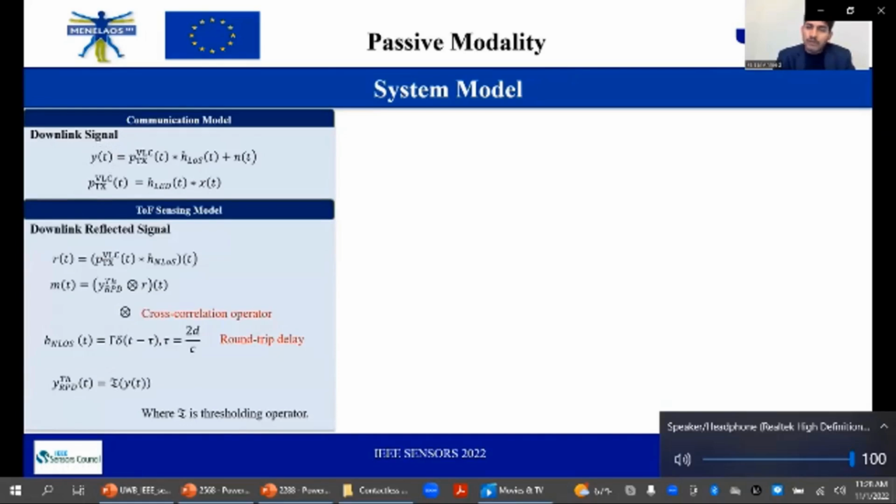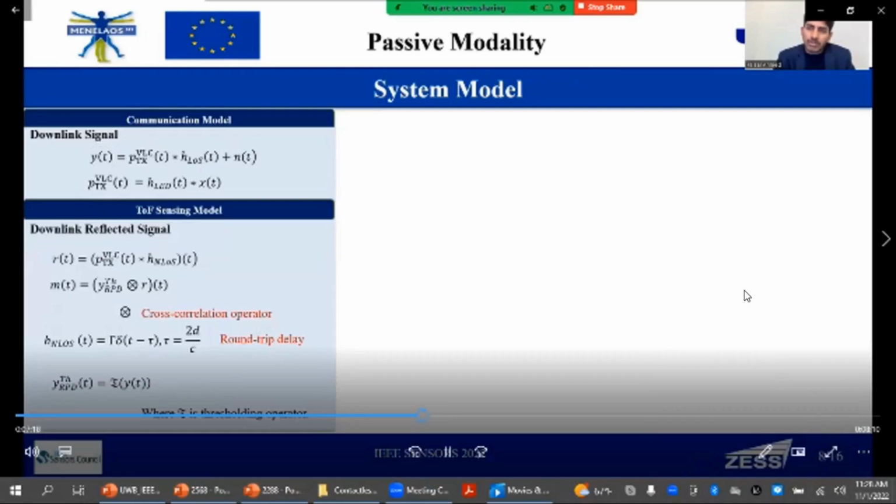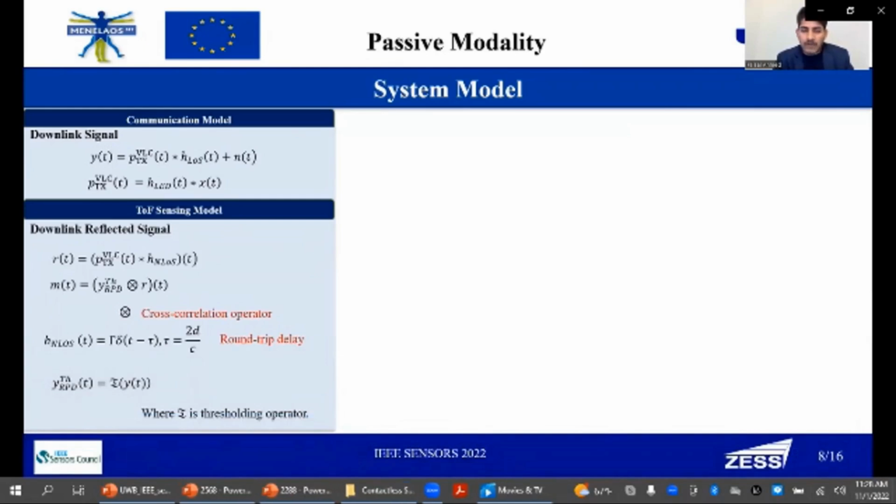On the other end, in the ToF sensing model, we get the reflected signal, which is also illuminated by the probing signal we know from the start. That probing signal is convolved with the channel impulse response of the indirect link, which we call a single reflection from the target, based on this formulation. In order to attain the measurements, we cross-correlate this reflected signal with the thresholded signal, applying the thresholding operator to our received photodiode signal to get the thresholded version of the VLC signal, and we cross-correlate it to attain the measurements.